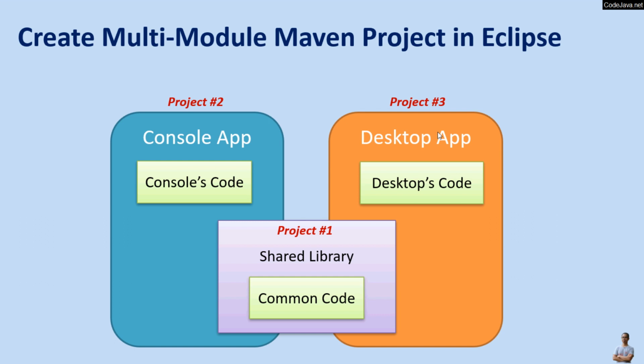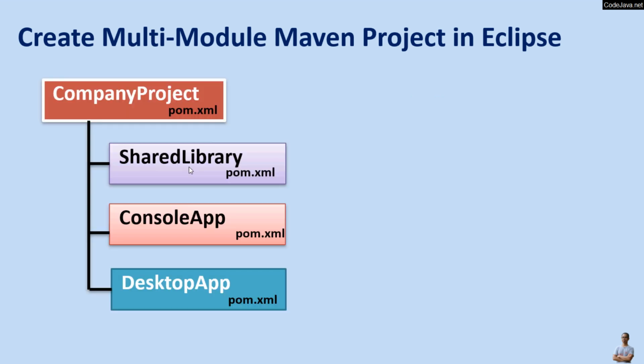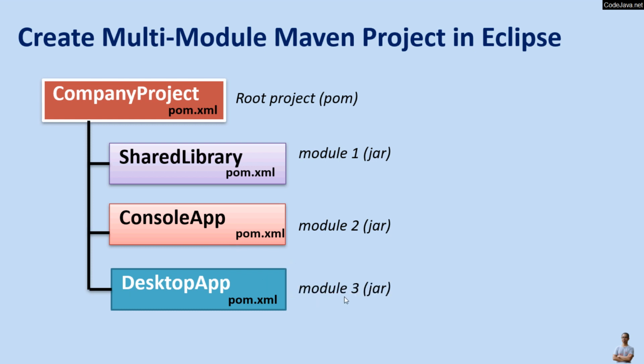And you will learn how to create a root Maven project that contains these three sub-projects, and how to use the shared library from project number 2 and project number 3. So we will create the root project, the company project, that contains three sub-modules. Module number 1 is for the shared library project, module number 2 is for the console application project, and module number 3 is for the desktop application project.